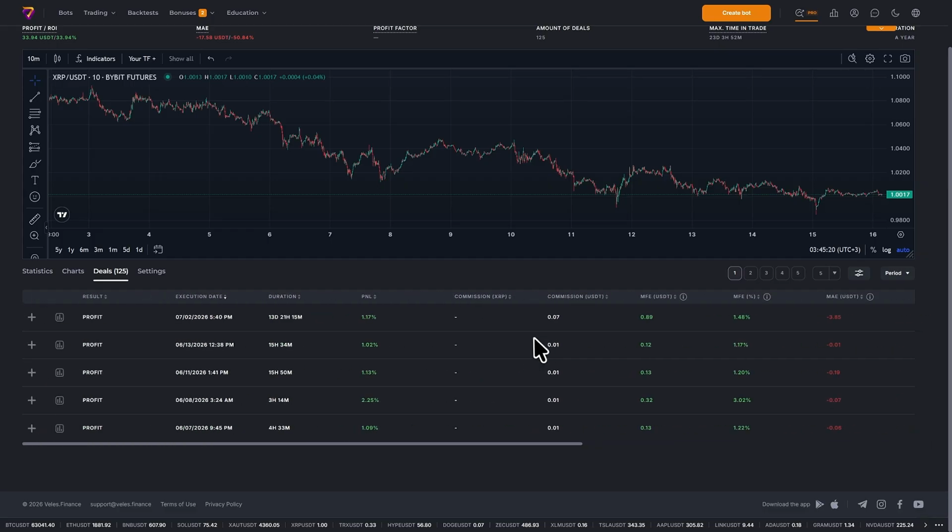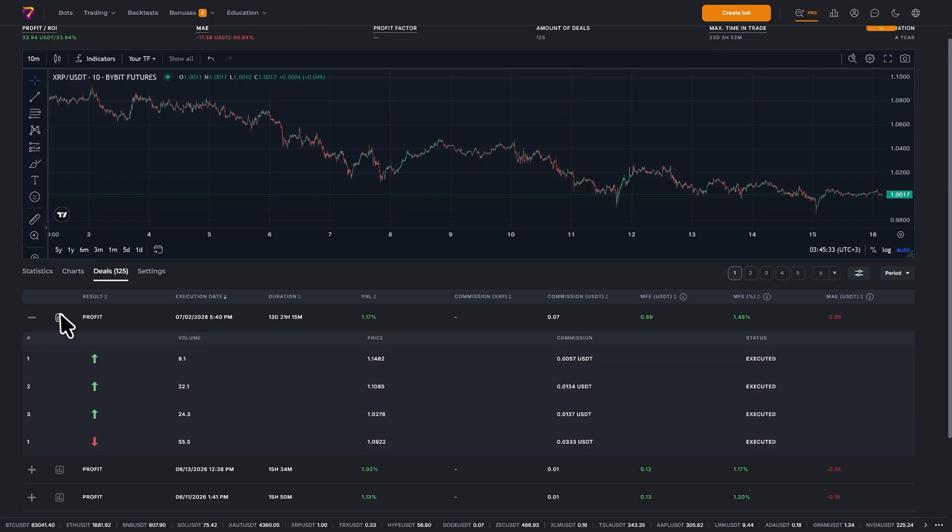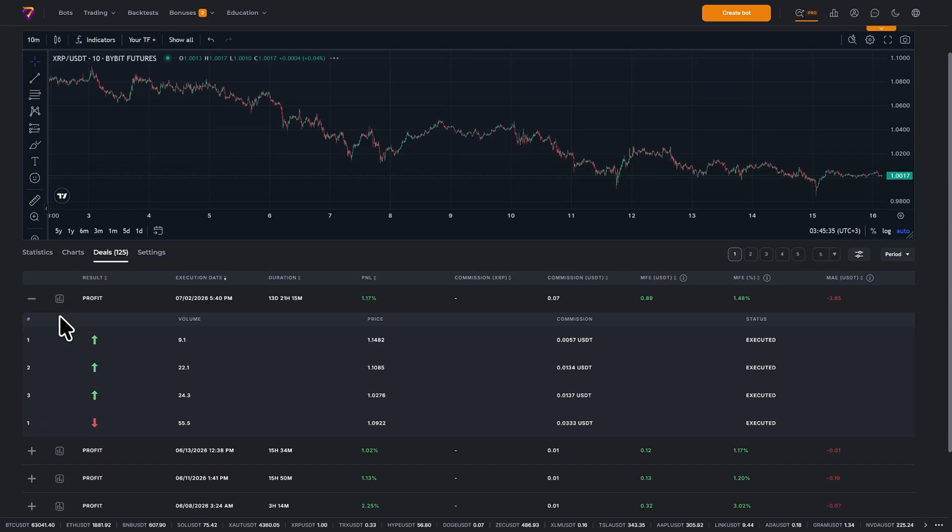And if you want to see the mechanics of a specific deal in real time, next to each row there's a plus icon to expand orders, and a chart icon to jump to the trade on the chart.